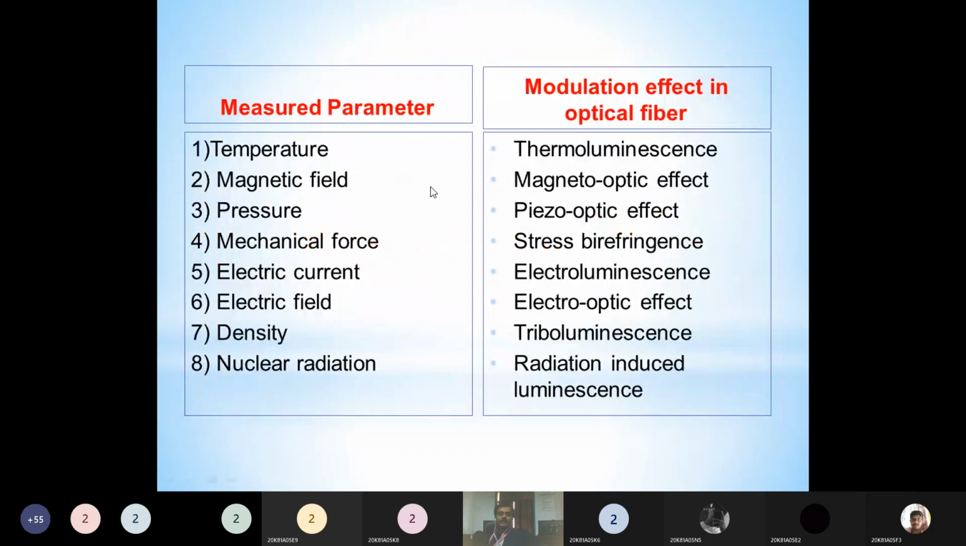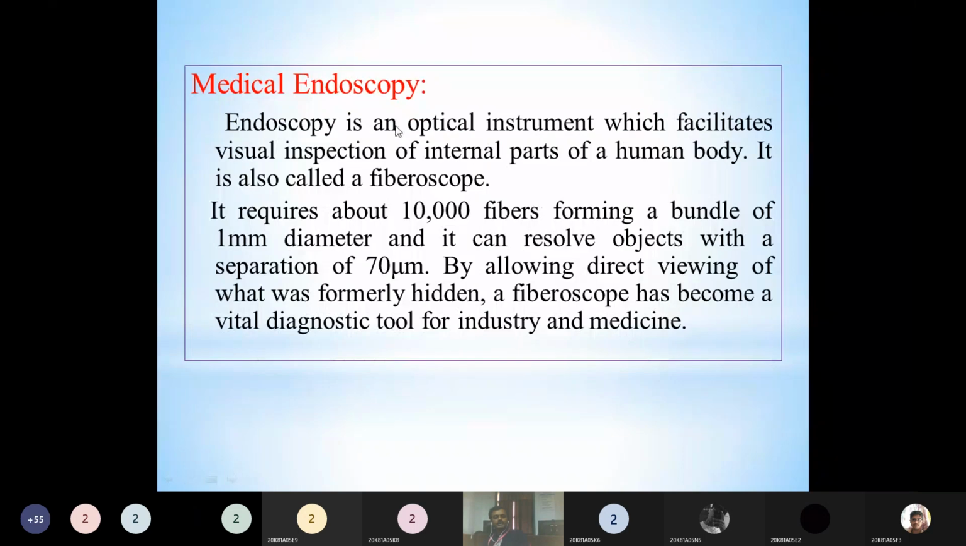Okay, now coming to what is the time? Yeah, time is up. So this is enough for you, no need for the remaining. So this is medical endoscopy. Medical endoscopy also requires this.